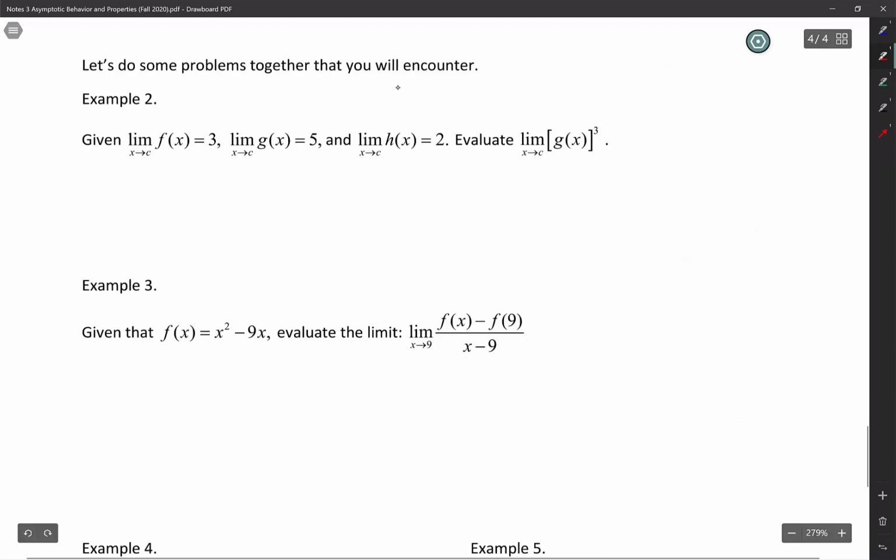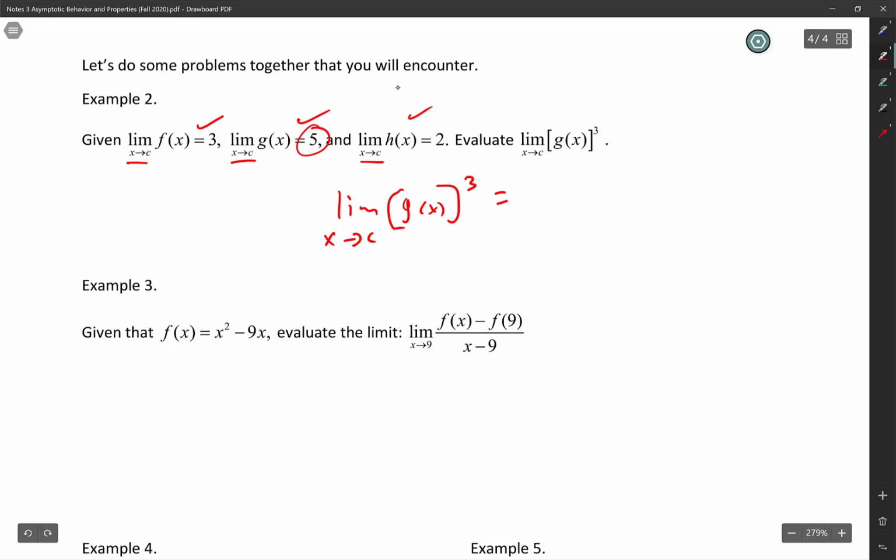Okay. Example 2. We have limit as x approaches c of f of x is 3. Okay, so they're all approaching the same value, 3, 5, and 2. They look like they're from UH. So again, g of x is cubed. So I can just write whatever g of x is. That's a 5. So I'm going to say limit as x approaches c of g of x. I guess I didn't have to write it. I could just put the answer immediately. 5 cubed. 5 times 5 is 25. 25 times 5, if I have 5 quarters, that's $1.25. So 125.